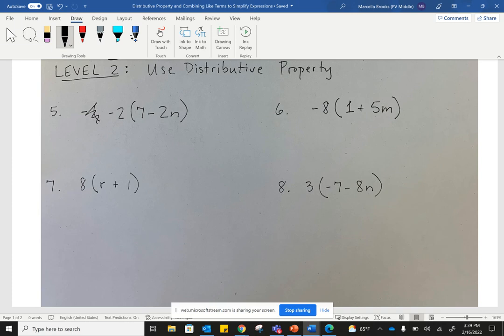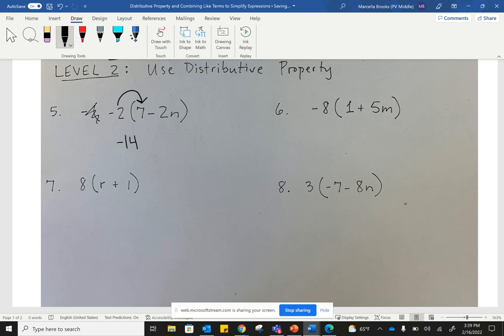I have a negative 2 on the outside. That means negative 2 is going to be multiplied by 7. I distribute that negative 2 to the 7. What is negative 2 times positive 7? You guessed it. It's negative 14, because a negative times a positive is a negative. If you are not sure about those rules, negative times negative and negative times positive, just use a calculator. Just type in negative 2 times 7, and you will get the right answer. So don't guess, just use a calculator.